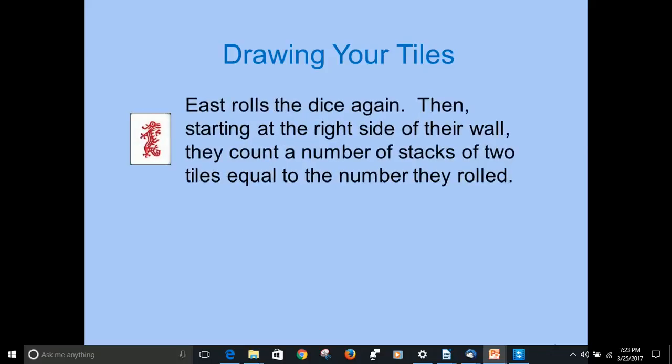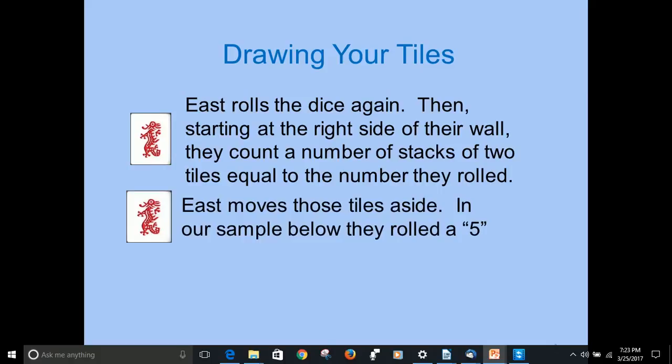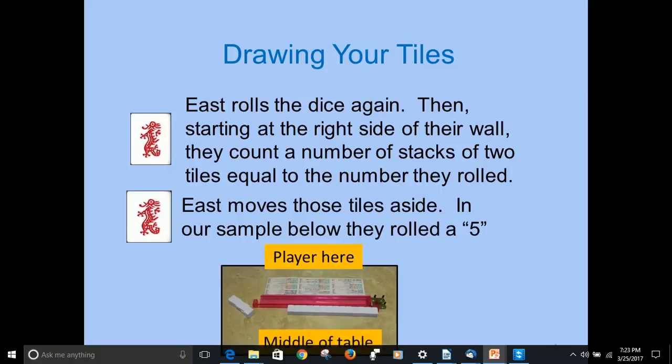East then rolls the dice again and counts the number of dots showing on top. Then, starting at the right side of their wall, they count a number of stacks of 2 tiles equal to the number they rolled. East moves aside the stacks of tiles they had counted out. In our example here, East had rolled a 5, so they slide those 5 stacks of tiles to the right, out of the way of their pusher.